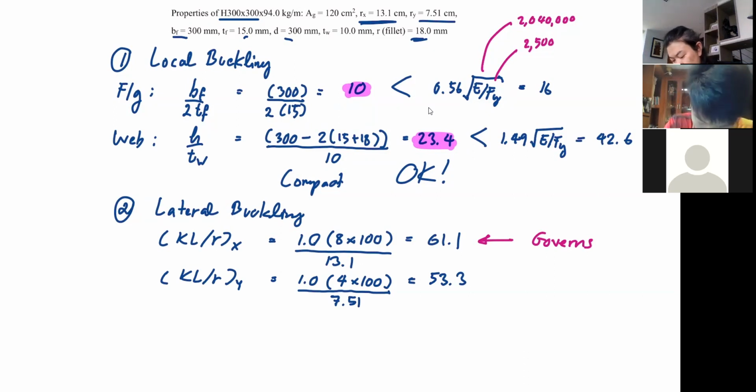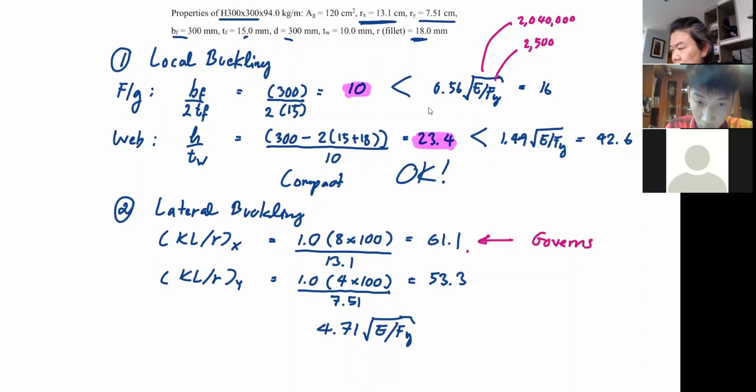Okay, so now we've gone this far. We know that if lateral buckling is going to occur, it is going to occur in the X-axis before the Y-axis because of the slenderness ratio. So the next step is that we need to look at this ratio and determine whether it is less or greater than the limiting value, which is 4.71 square root E over Fy. Remember that?